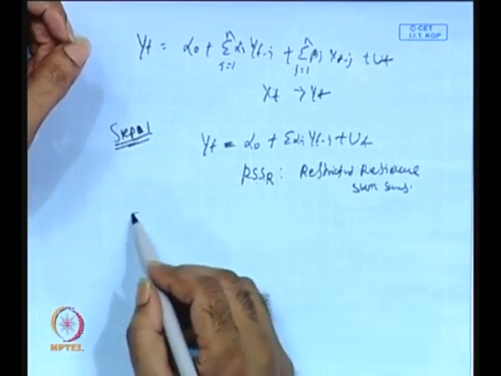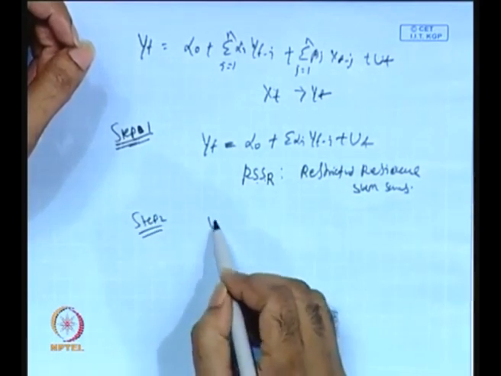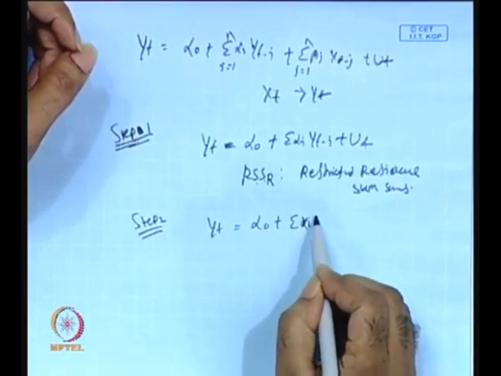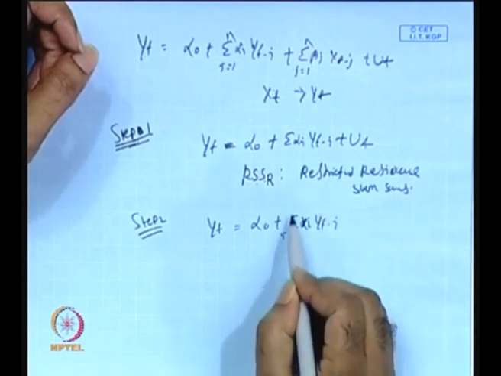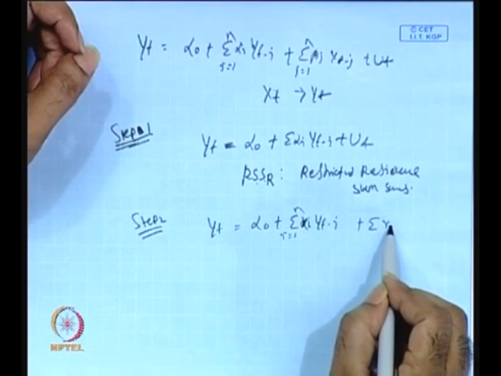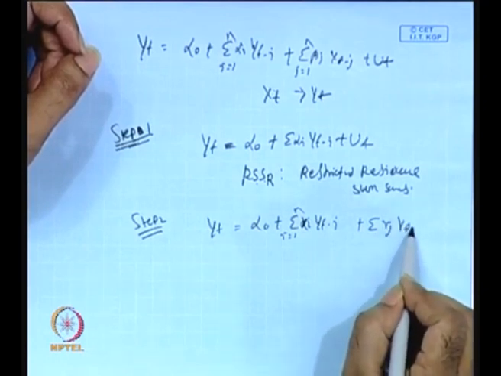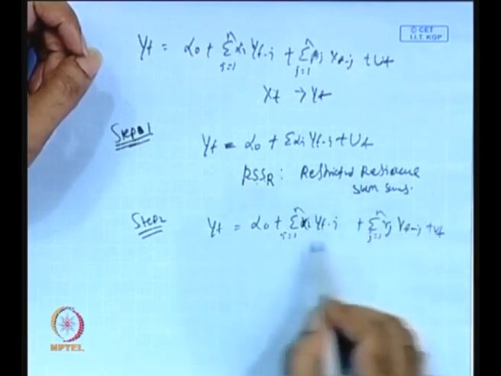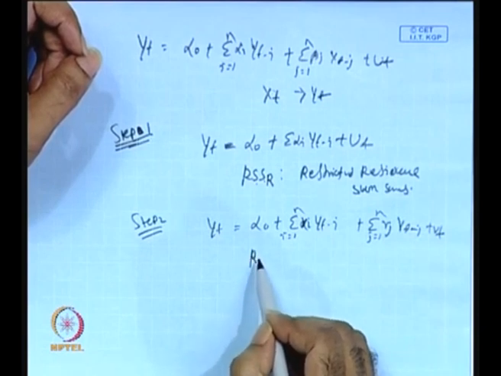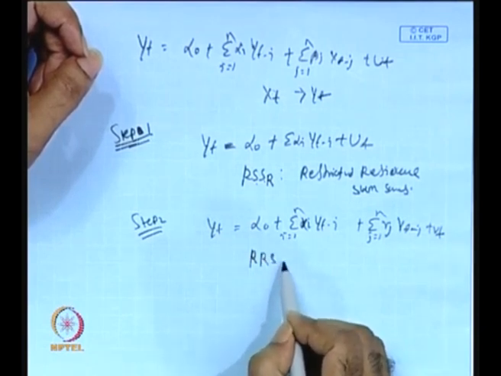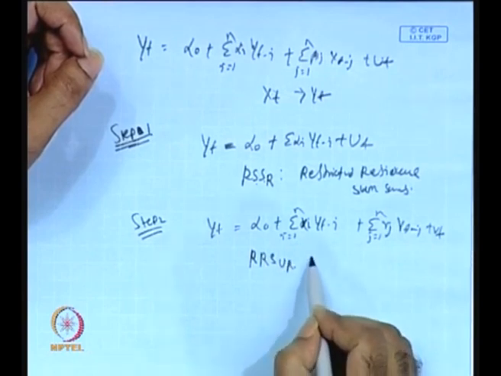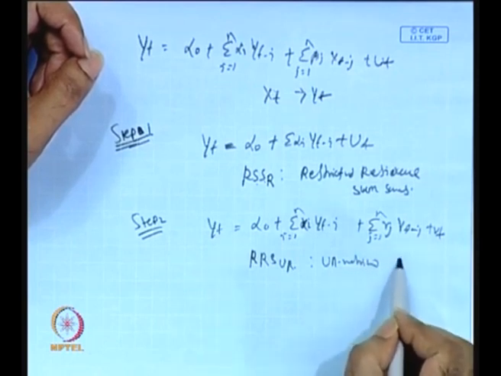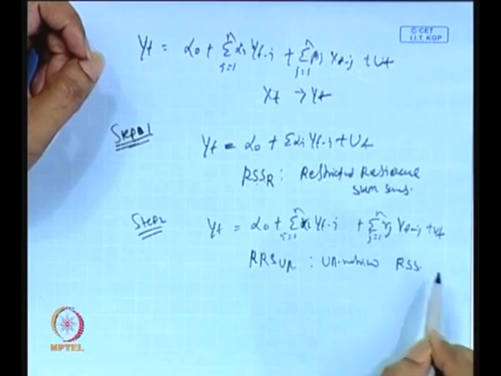Similarly, go to step 2. You fit the equation yt equal to alpha 0 plus summation alpha i yt minus i, i equal to 1 to n, plus summation gamma j xt minus j, j equal to 1 to n, plus ut. Then you again get a residual sum of squares, which we call the unrestricted RSS, the unrestricted residual sum of squares.